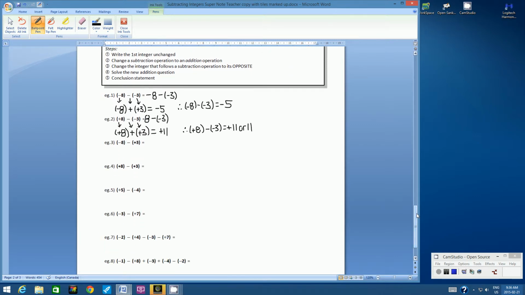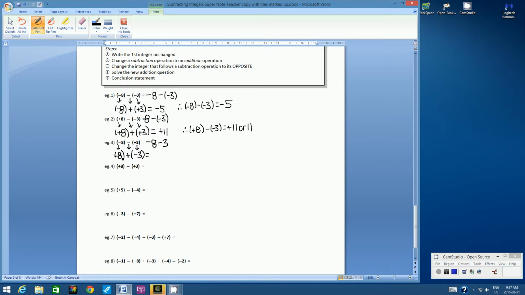Let's go on to example 3. Rewrite this in standard form. This is how we would rewrite it in standard form: negative 8 subtract 3. All right, let's go through our rules. First integer unchanged, negative 8. Subtraction operation changes to addition. The integer that follows the subtraction statement becomes its opposite. Positive 3 turns into negative 3.